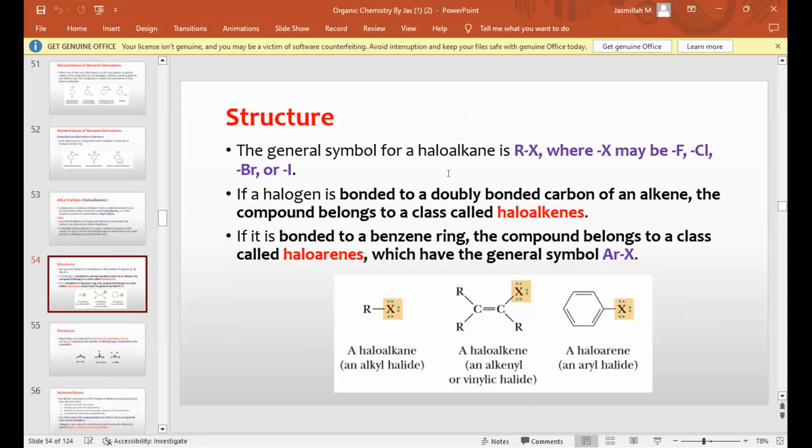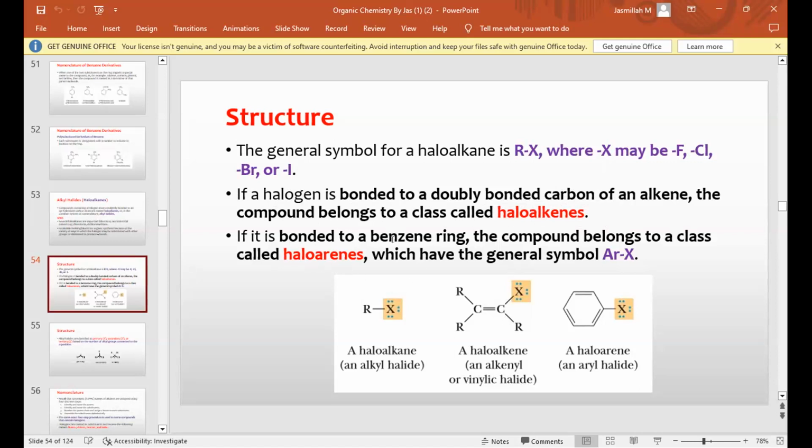The general symbol for haloalkane is RX, where R is the alkyl group and X is the halogen. X can be fluorine, chlorine, bromine, or even iodine. If the halogen is bonded to a double-bonded carbon, like in an alkene, the name changes to a haloalkene, because it's no longer bonded to an sp3 hybridized carbon.